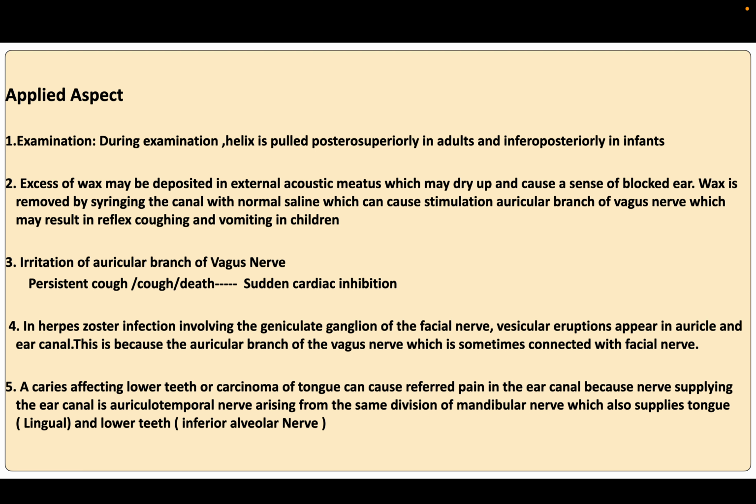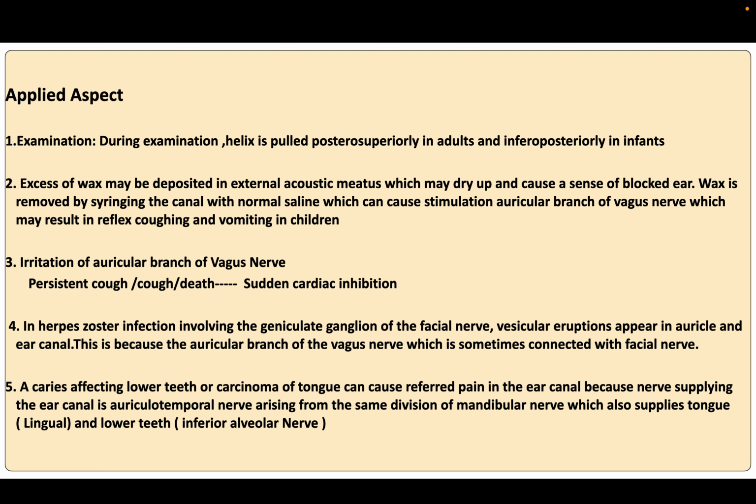Wax is removed by syringing the canal with normal saline, which can cause stimulation of the auricular branch of the vagus nerve, which may result in reflex coughing and vomiting in case of children. Continuous irritation of the auricular branch of the vagus nerve leads to persistent cough, and even death may occur due to sudden cardiac inhibition. So while syringing the external acoustic meatus, we should keep in mind the relation of the auricular branch of the vagus nerve.